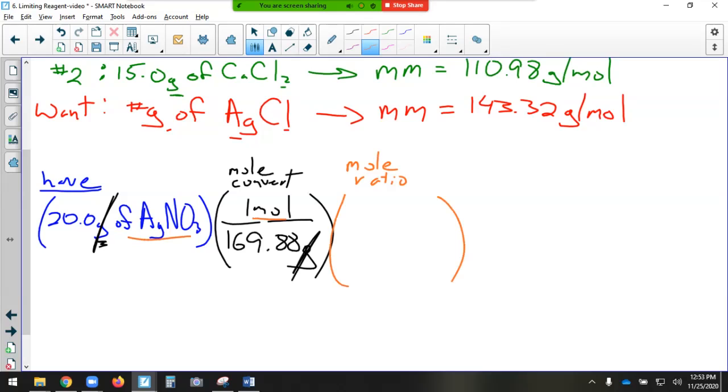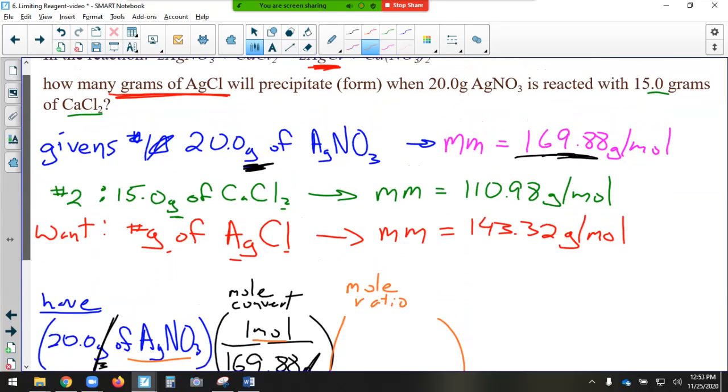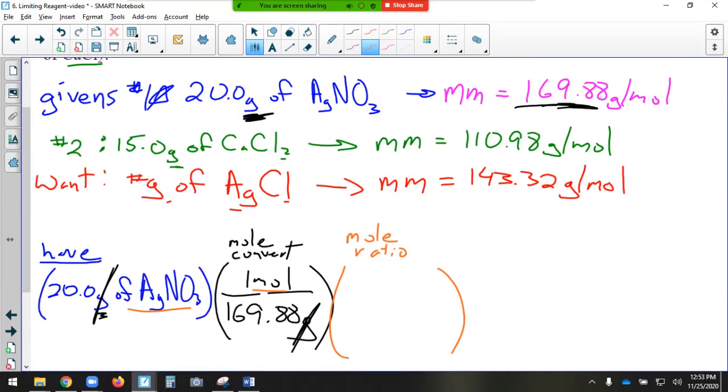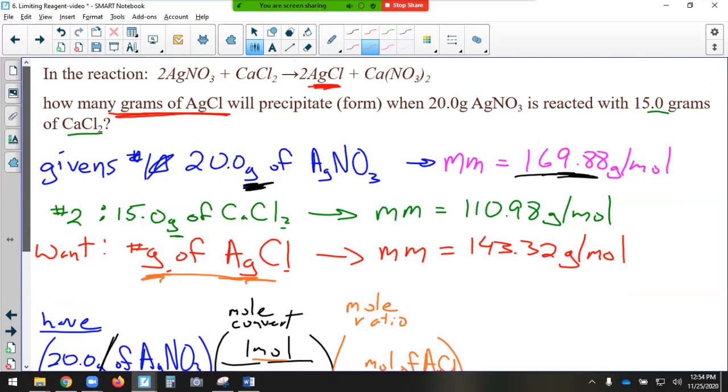So because I can do a mole ratio, I would look at my balanced chemical equation. The term I want in the end is the mass of silver chloride, but my mole ratio only compares moles. So I have to look at my balanced chemical equation to see how many moles of silver chloride I actually have. If I scroll up on my screen, silver chloride, I have 2 moles of that.